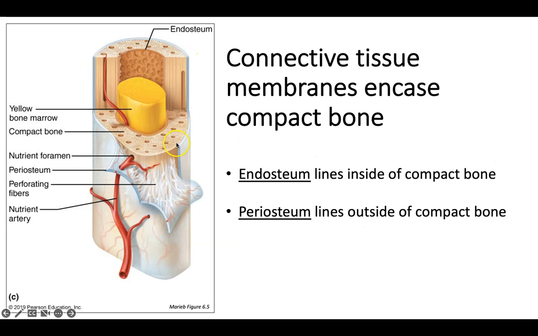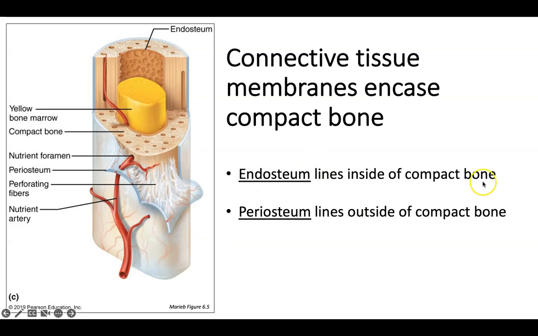Additionally, bones are covered in membranes. So we've talked about membranes previously in previous videos, and it's true for bones as well. Most of the structures in your body are covered in membranes. So we have 2 major membranes, the endosteum and the periosteum.